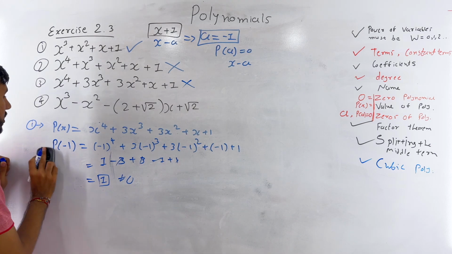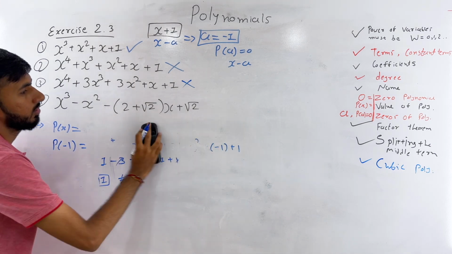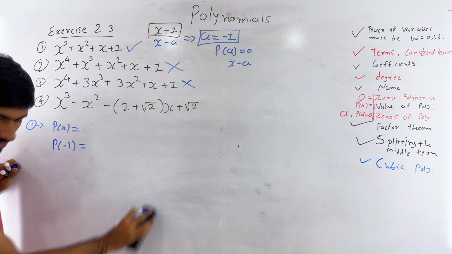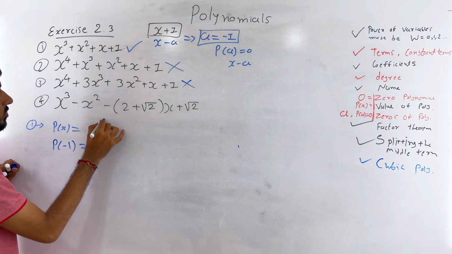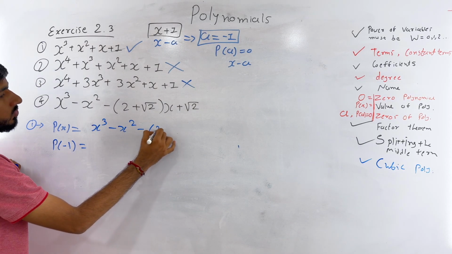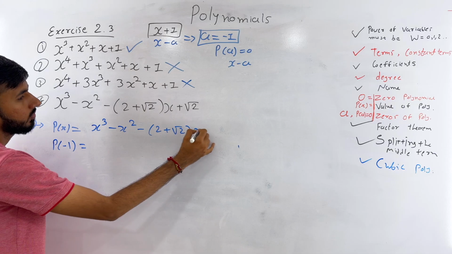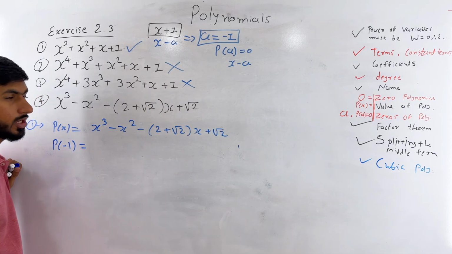Very easy. Now for the fourth polynomial, p(x) is equal to x cube minus x square minus (2 plus root 2) x plus root 2, right?